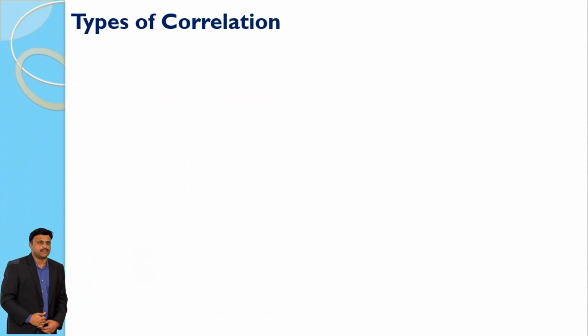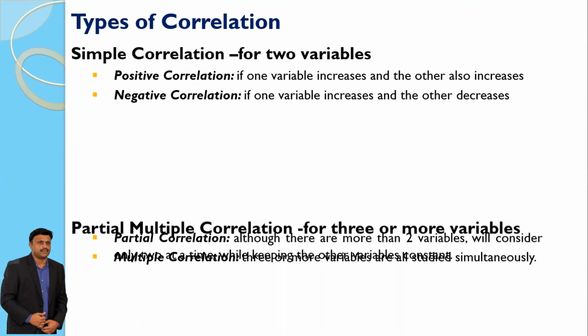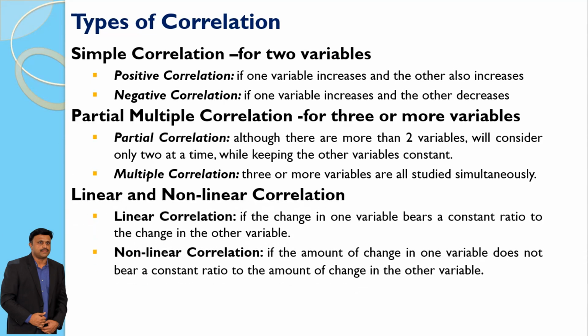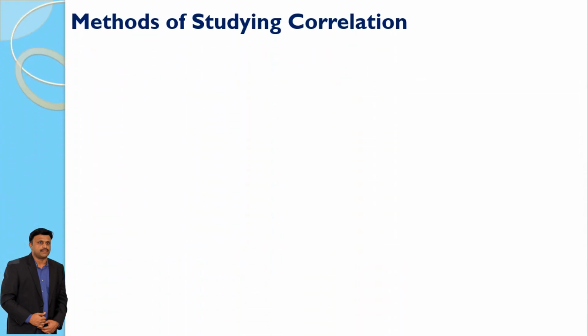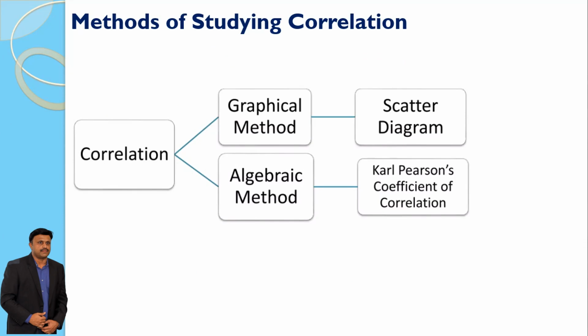Simple correlation involves two variables, while partial and multiple correlation consider more than two variables. Linear correlation shows a constant ratio of change, whereas non-linear correlation does not. Correlation can be studied using graphical methods like scatter diagrams and algebraic methods such as Karl Pearson's coefficient of correlation.